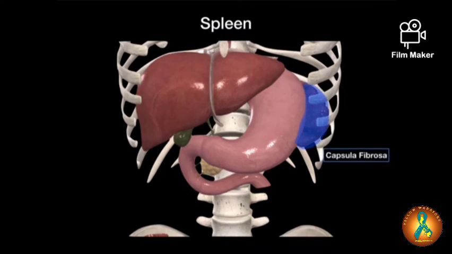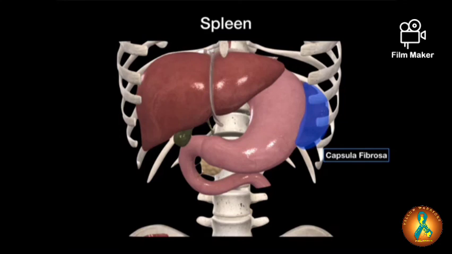So there's not a lot to talk about with the spleen in general, but the spleen is protected. It's covered by two types of coats. The first being the capsula fibrosa. That's a fibrous layer that's around the spleen. And then around the capsula fibrosa, there's a tunica serosa, which is formed by the different peritoneal ligaments.